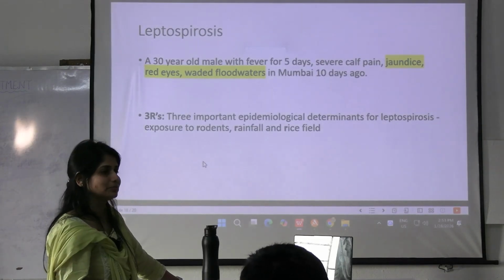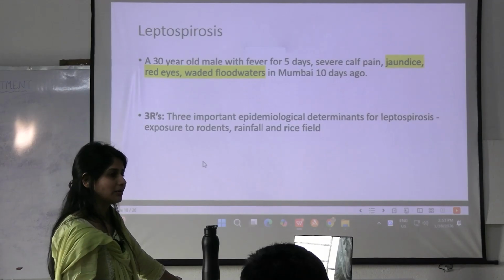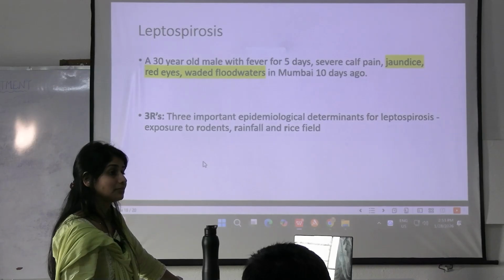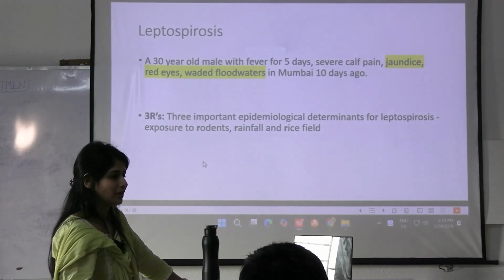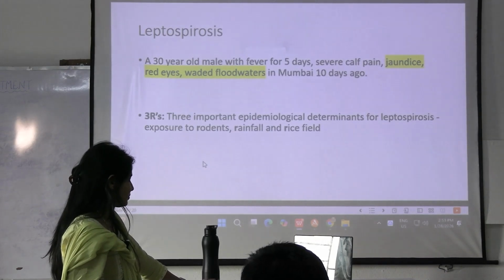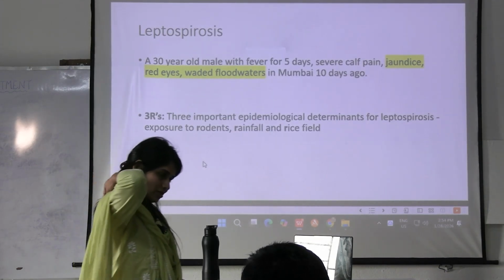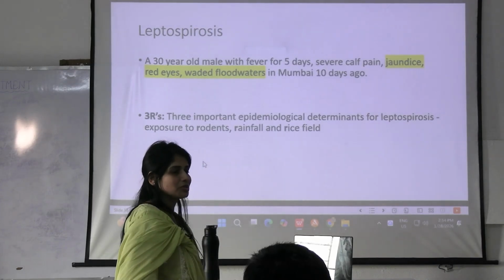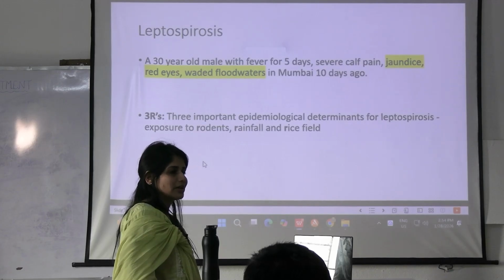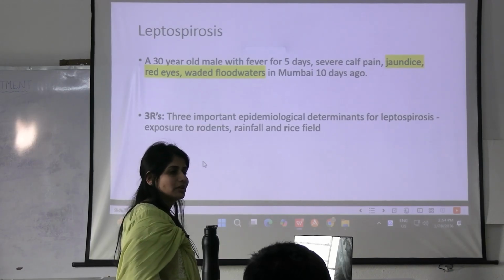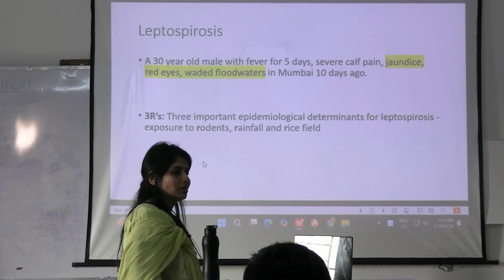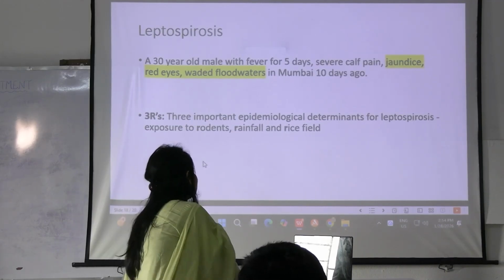Leptospirosis is caused by Leptospira. Can you name the species? And Leptospira biflexa. What will be given in the question? That will give you the idea that this is leptospirosis. Wetlands or rice fields or rodents, along with rodents and rainfall.